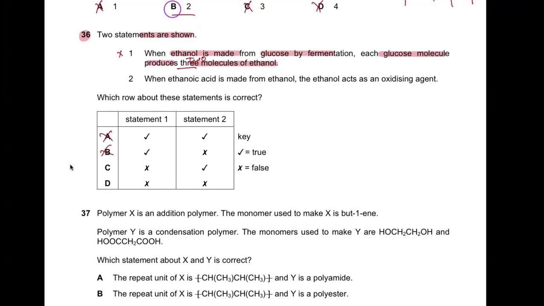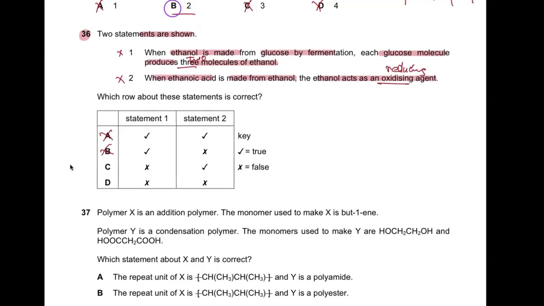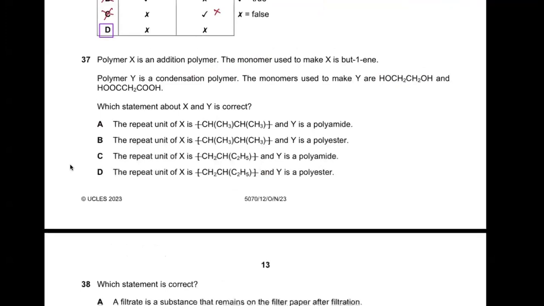Okay. Now, when ethanoic acid is made from ethanol, the ethanol acts as an oxidizing agent. If you recall, we add the oxidizing agent to ethanol and ethanol is oxidized. So if ethanol is oxidized, ethanol is acting as a reducing agent, not oxidizing agent. So statement 2 goes wrong. So it means that C is also wrong. So we are only left with option D. So option D is correct. I hope it's clear.